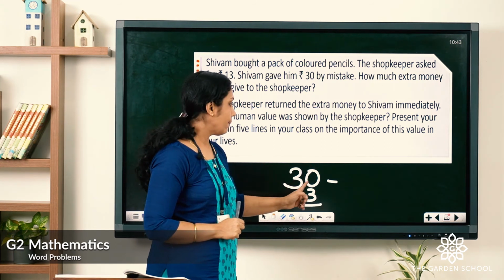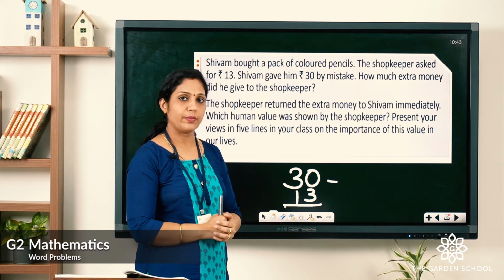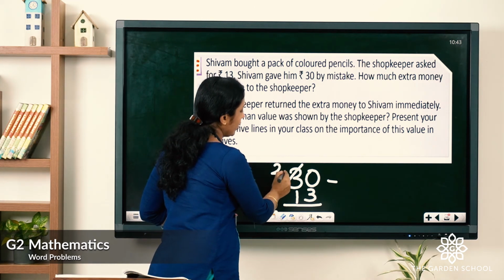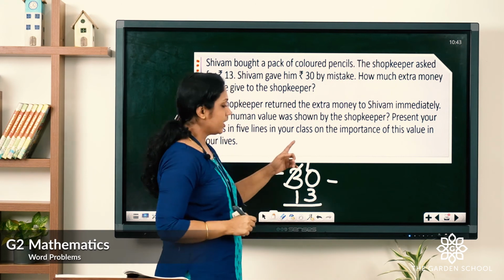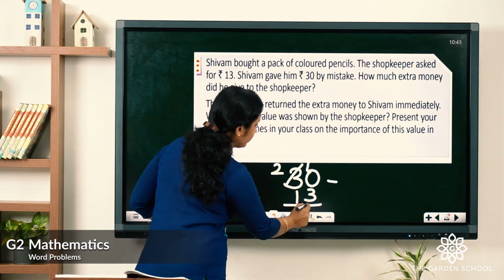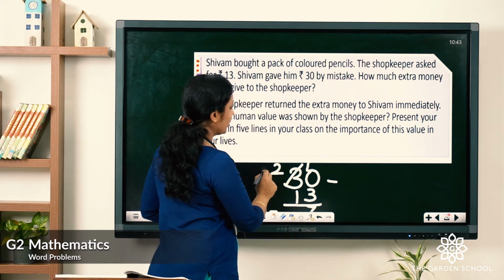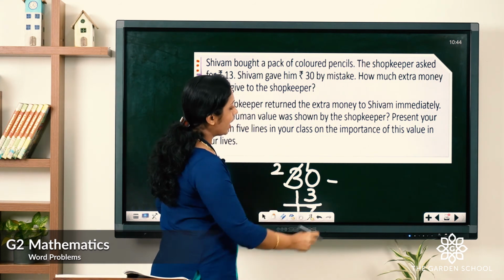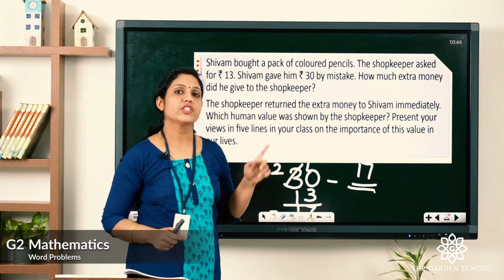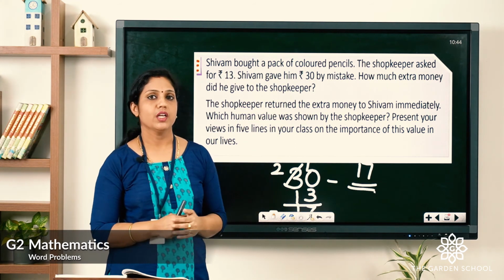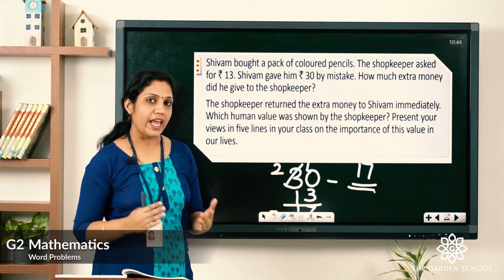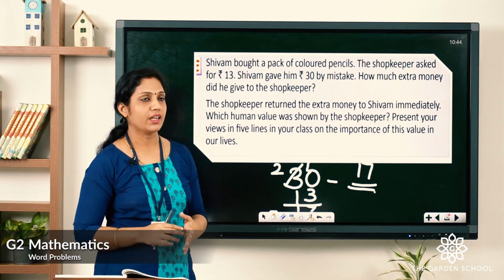So 0 minus 3. We can't subtract. We can move to the tens place. We get 2 here and 10 here. 10 minus 3 is 7. 2 minus 1 is 1 and the answer is 17. So 17 rupees more Shivam gave to the shopkeeper. The shopkeeper, what did he do? The shopkeeper returned the extra money to Shivam immediately.